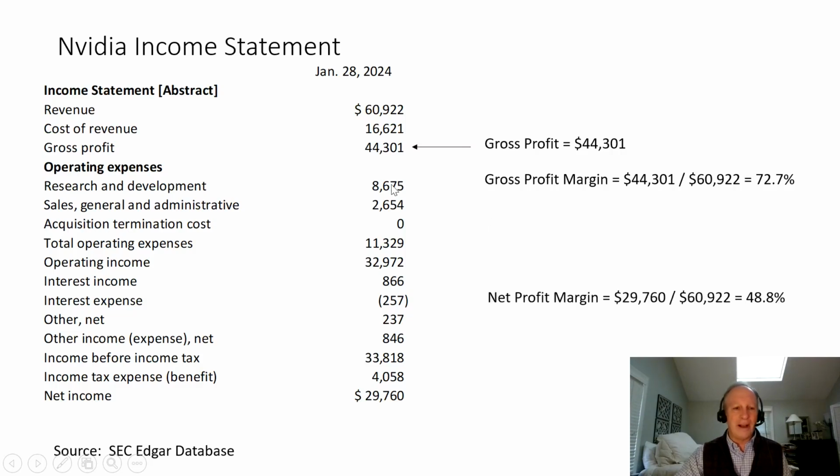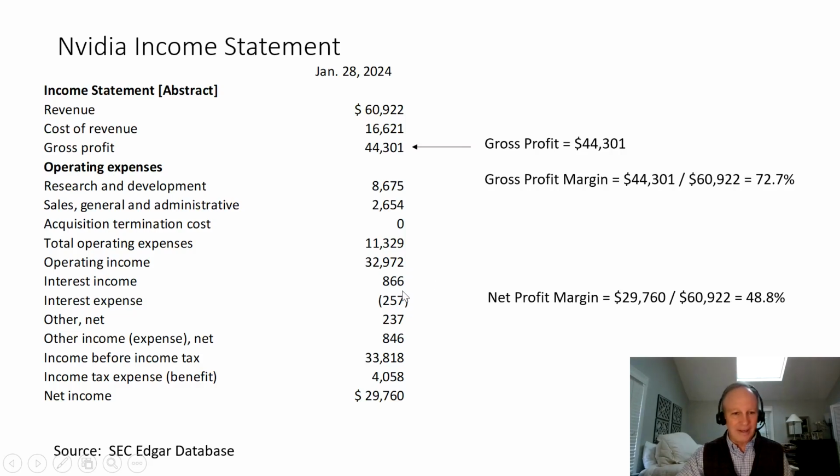Okay, so if I go down, they've got R&D expenses, which are high for Nvidia. They're constantly trying to stay on top of the new chips that are going to be delivered into the artificial intelligence marketplace. They have SG&A at 2.6 billion. If I add those up, those are their operating expenses, 11.3 billion. So I subtract that 11.3 from the 44, and I get their operating income. That's their EBIT, earnings before interest and taxes.